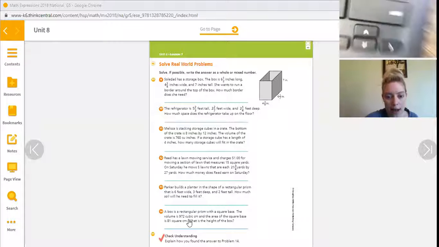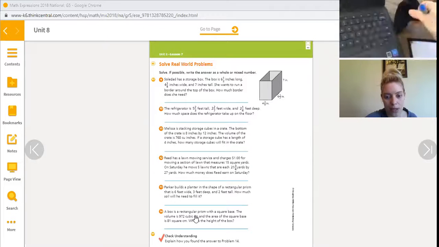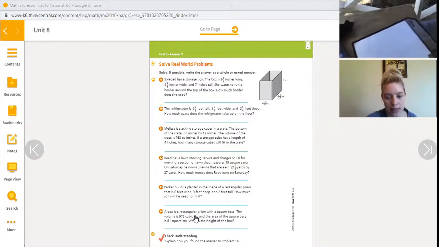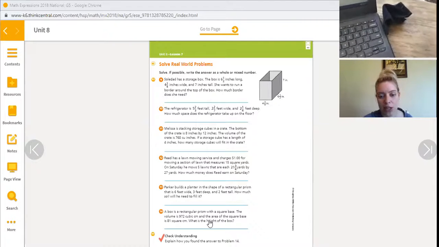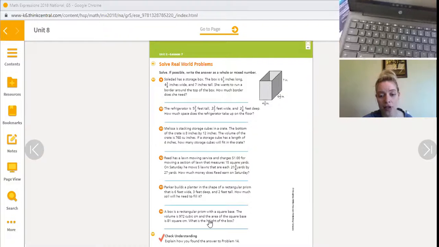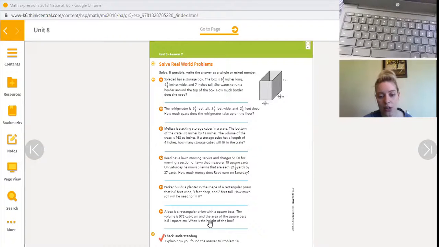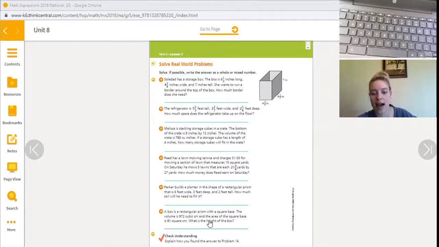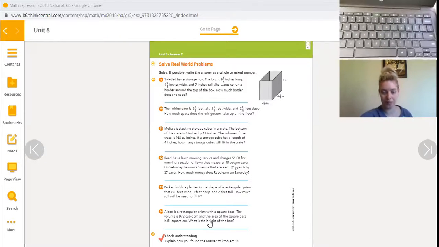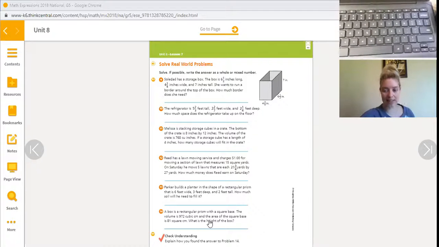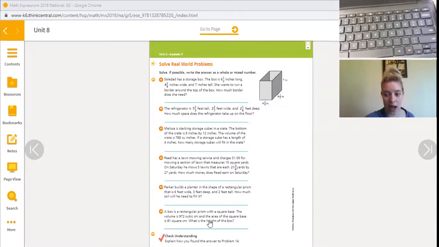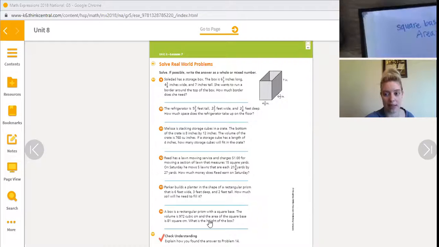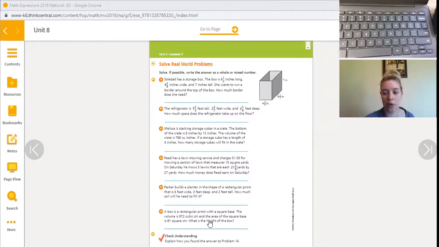All right, so a box is a rectangular prism with a square base. The volume is 972 cubic centimeters, and the area of the square base is 81 square centimeters. What is the height? Okay, so for this one, it's giving you the volume and the area, and you're missing the height. So we know the volume, we know the area, but we're missing the height.